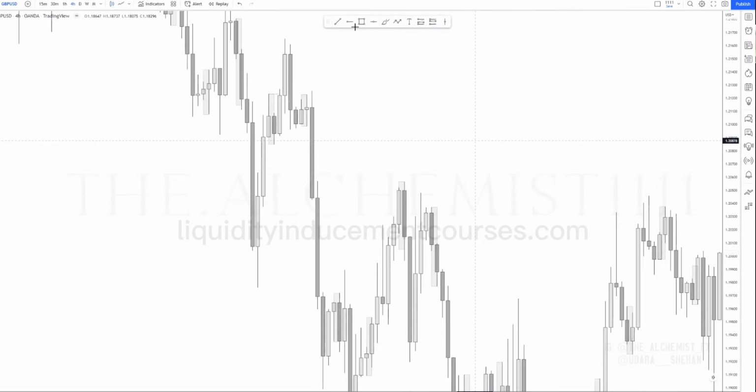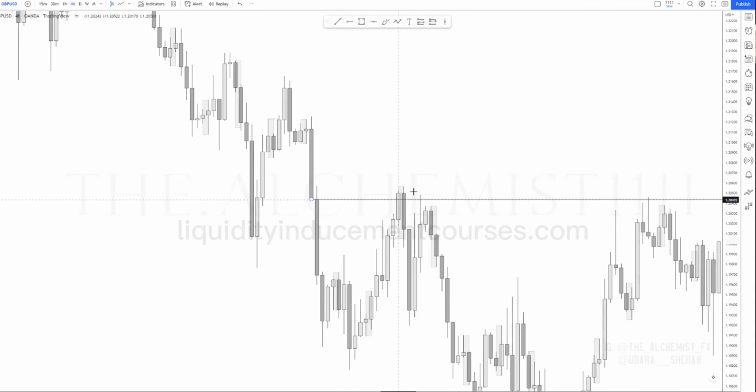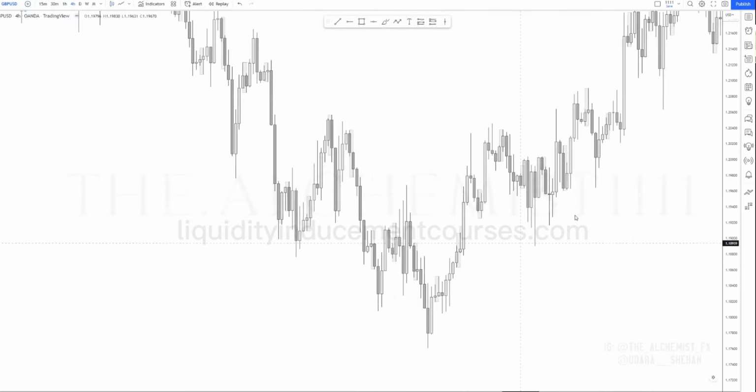Where do we have clear examples? Look at this one. Where did this tap into? Here, before falling. It did give a bit of drawdown, but it still fell. Look at this. Where did this tap into? Here. See that? Keeps on happening. Let's see some more.